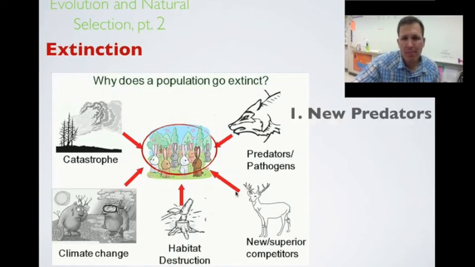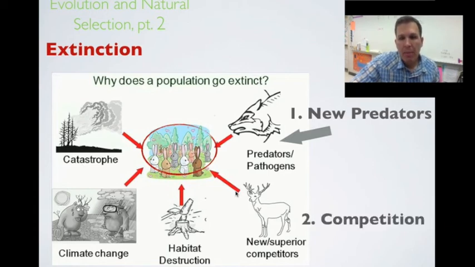Well, first thing is they might get new predators. Okay. A new predator somehow might move into the area, and those rabbits might not be adapted to fight off that predator. Okay. Their numbers might dwindle and they might go extinct. They might get competition for food. Okay, maybe this deer population moves in and starts competing for food. It's not preying on the rabbits, but it's competing for food. And if it's stronger and better and eats too much of the food, or it takes up too much space, those rabbits might go extinct.